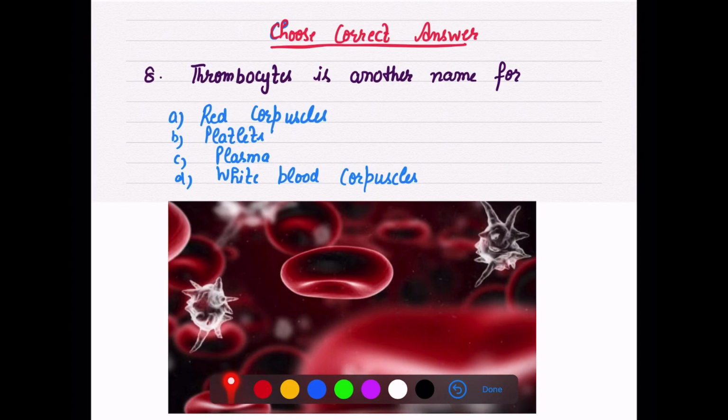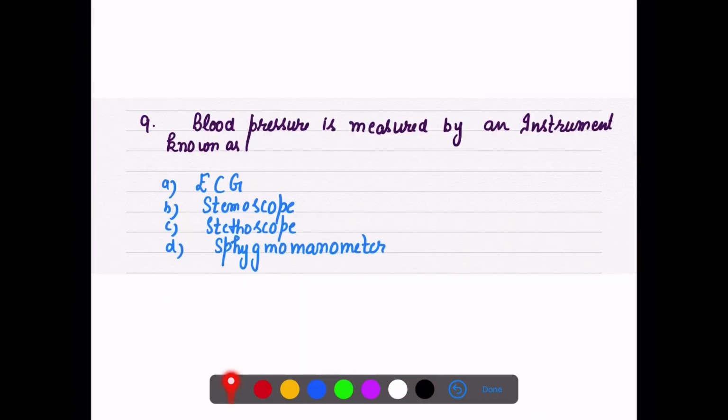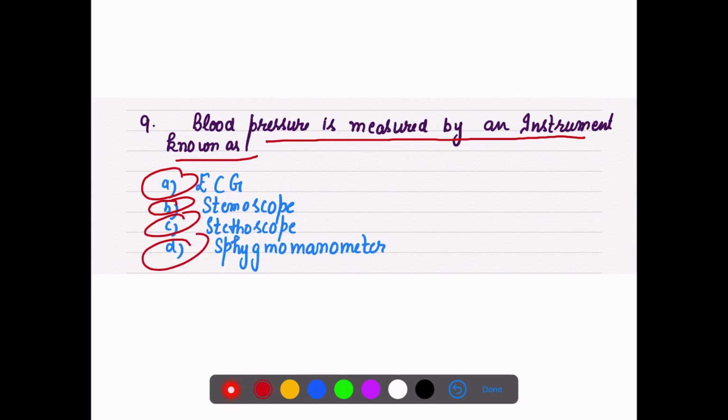Let's move to question number 9. Blood pressure is measured by an instrument which is known as ECG, stethoscope, or sphygmomanometer. This is the easiest one. That blood pressure is measured by which instrument? Is it a ECG, or is it a stethoscope, or is it a sphygmomanometer? Mark your correct option or write down your correct answer.